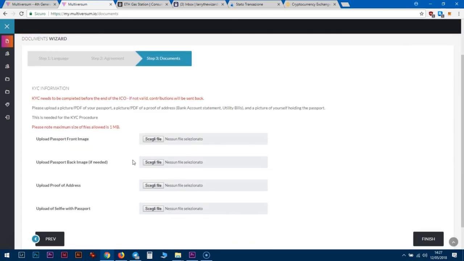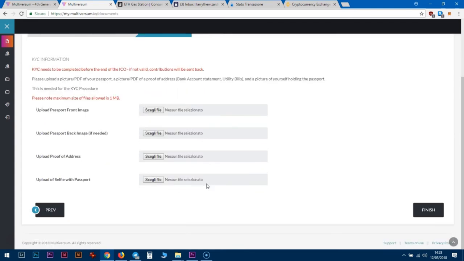passport images. You can also use a driving license or ID card. They are okay. And the proof of address. Proof of address means a document like a paid bill, which demonstrates that you reside in the place that you put filling your KYC module. So you have to take a picture of your bill, for instance, or of the certificate that the mayor gives you when you take a house.